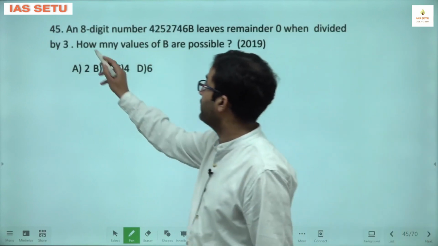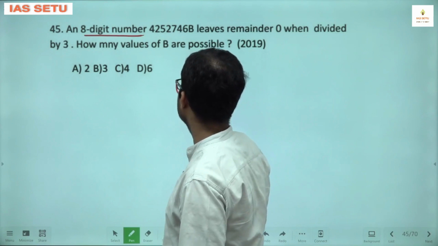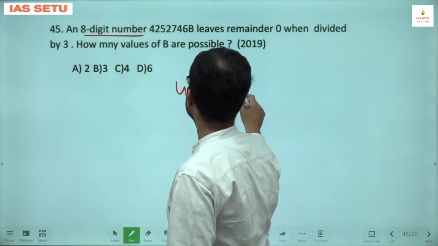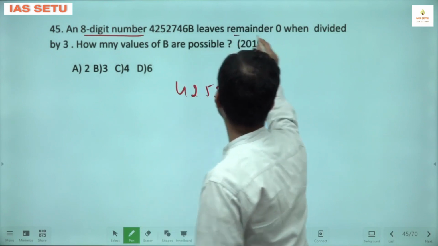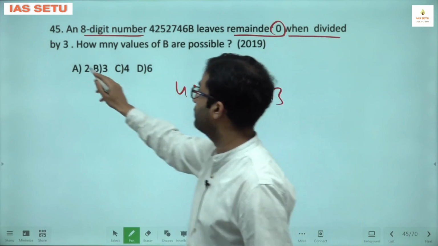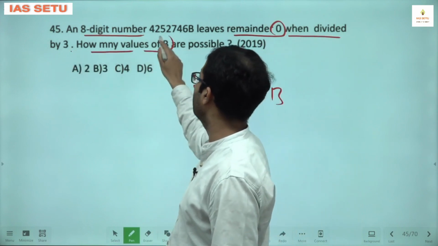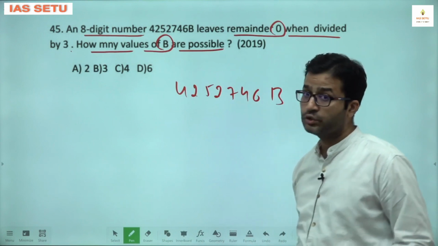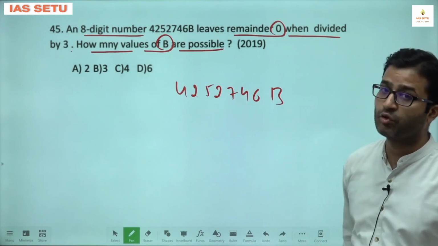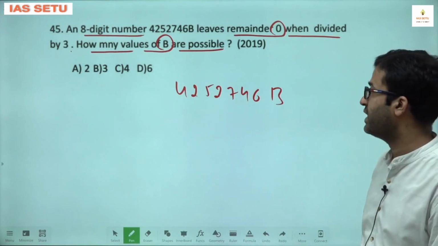Question number 45: an 8-digit number 4252746B leaves remainder 0 when divided by 3. How many values of B are possible? Some students miss this point and get the wrong answer. How many different values of B has been asked?